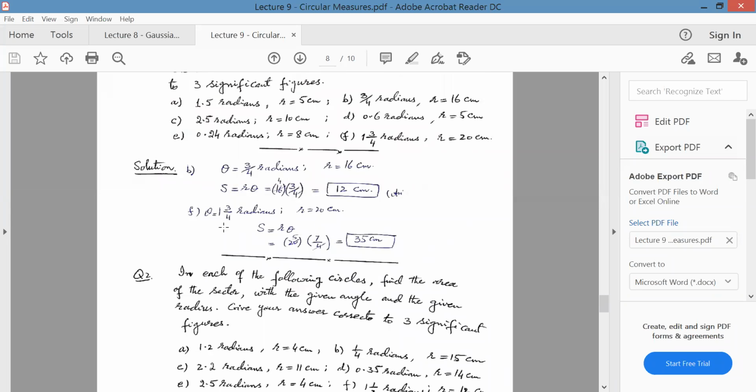No. Similarly, F part. 1 whole 3 by 4. Multiply this 4 with the 4 plus 3. 7 by 4. The angle is 7 by 4. That I have written here, 7 by 4. R is same as 20. So 20 multiplied with 7 by 4. 4 5 are 20 and 7 5 are 35 centimeter is the arc length.